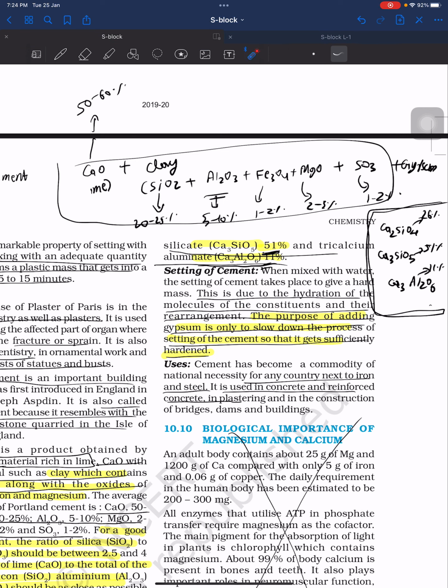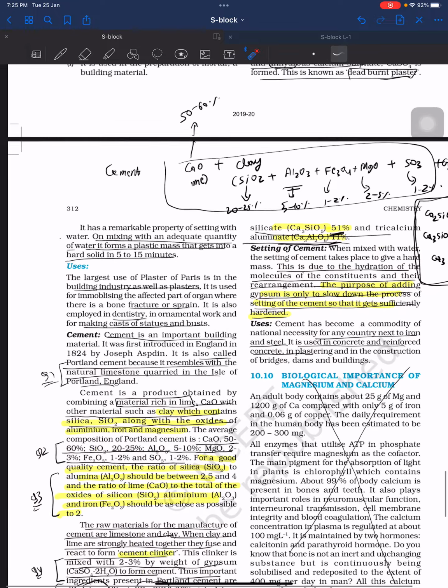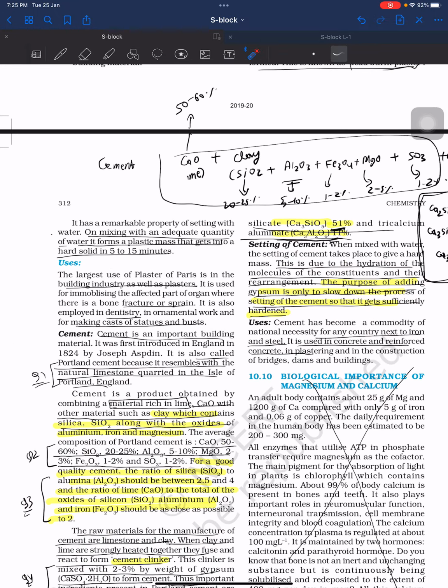So the uses: cement has become a commodity of national necessity for any country, next to iron and steel. Iron and steel are among the most important components used in bridges and buildings and so on. Similarly, cement is also an equally indispensable and valuable product. It is used in concrete and reinforced concrete and plastering, in the construction of bridges, dams and buildings, as we know. Okay, so this topic winds up our S block, and the next topic we'll be covering is P block.